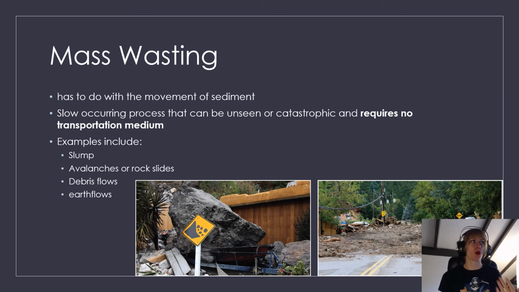So it doesn't require a transportation medium like erosion does, or weathering. It doesn't require the necessity of water or anything else. What it has is gravity. And so examples of mass wasting are slump, avalanches or rock slides, debris flows, and earth flows.